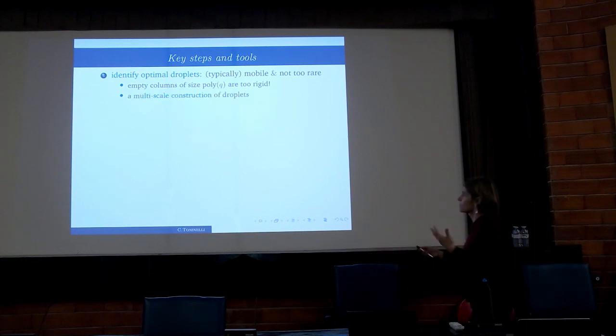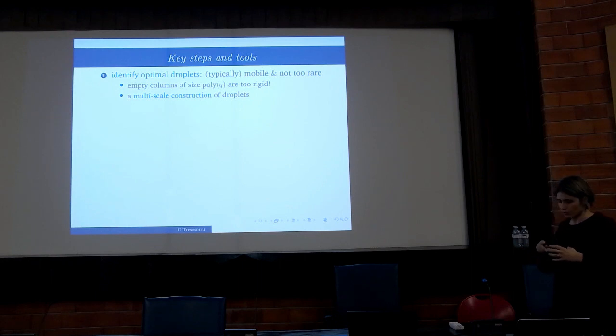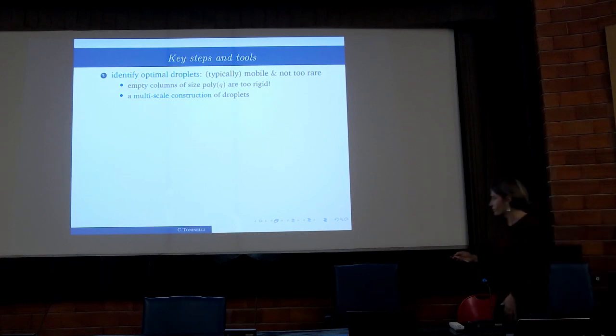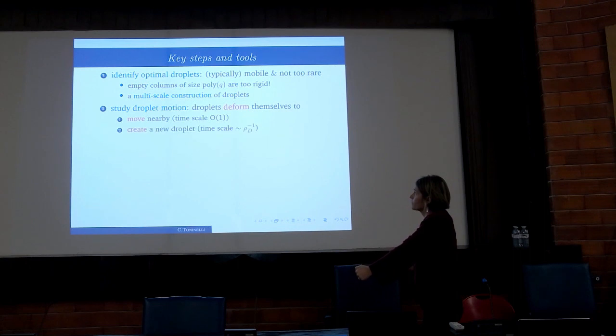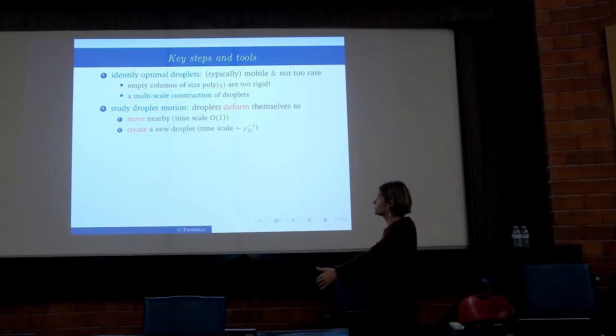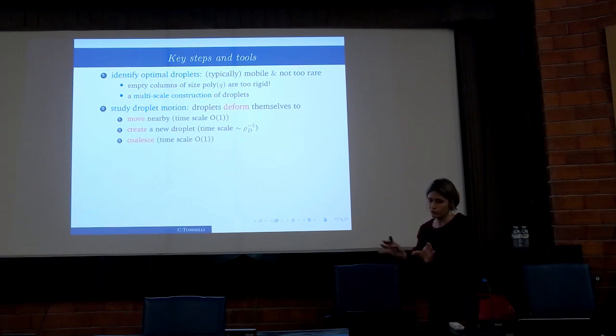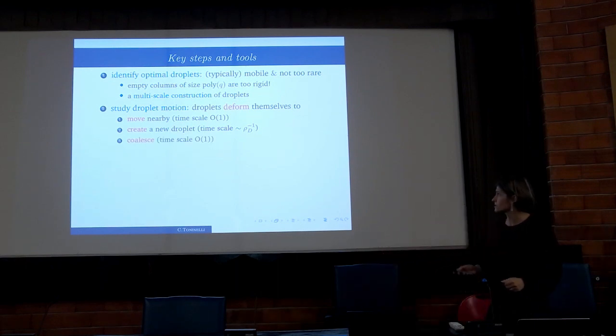And so, okay, I won't show this, but we do a sort of multi-scale construction of droplets which have a core which is smaller than 1 over Q, which is empty, and then around they have enough empty sites in order to be able to move this core around, to deform themselves, and then move. So droplets will be some sort of region that can deform themselves and be able to move nearby in timescale order 1, to create a new droplet around in timescale order 1 over the density of droplets, and to coalesce. If I have two droplets nearby, they can coalesce in timescale order 1.